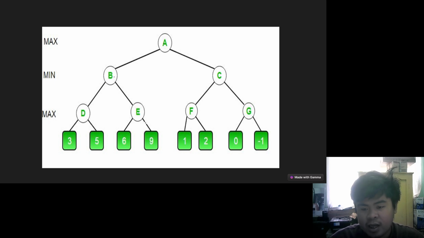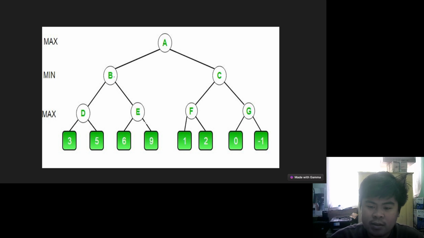And at D, it looks at its left child, which is a leaf node. This node returns a value of 3. Now, the value of alpha at D is the maximum of negative infinity and 3, which is 3. To decide whether it's worth looking at the right node or not, it checks the condition beta less than or equal to alpha. This is false since beta is equal to positive infinity and alpha is equal to 3. So it continues the search.